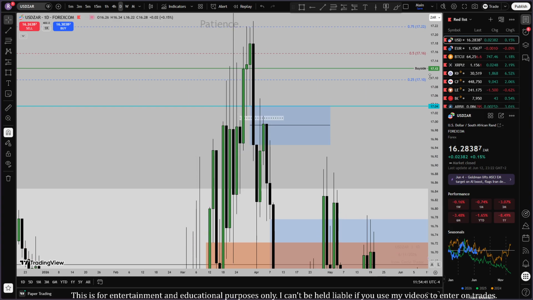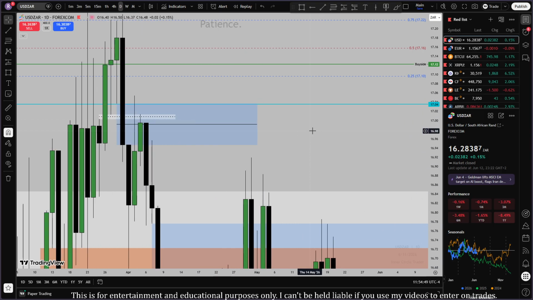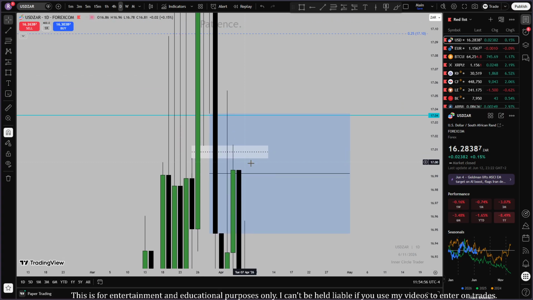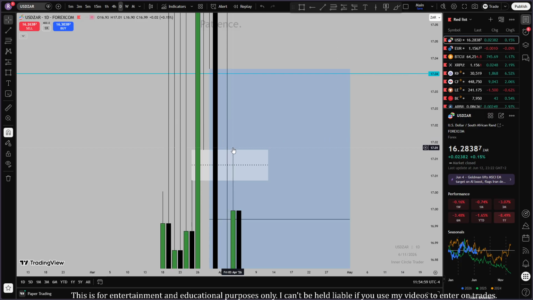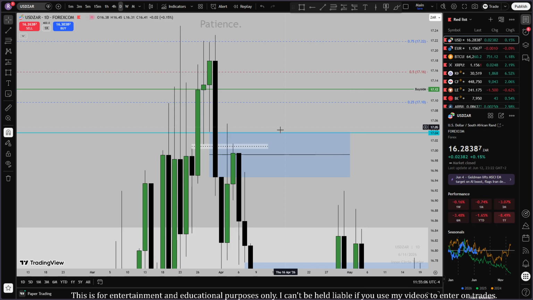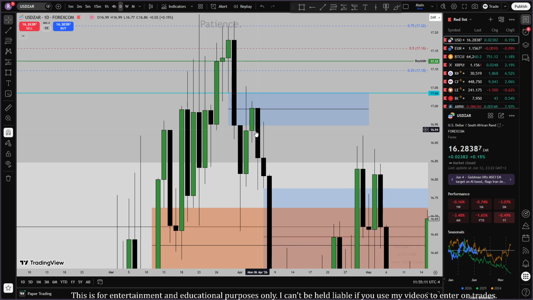Right there. Wick, it's okay. That is just a wick. Wicks do damage, bodies tell the narrative. Check where we stop. We just wick out of it. Check where we close. That is buying and selling pressure. Really buying and selling. Drop off, drop down. We close below the order block.